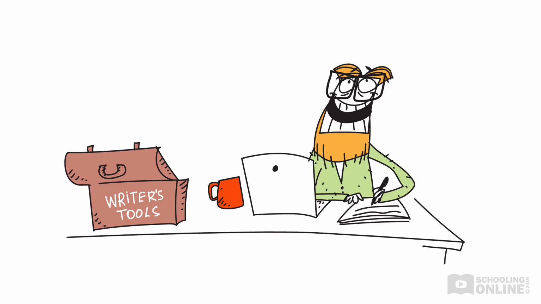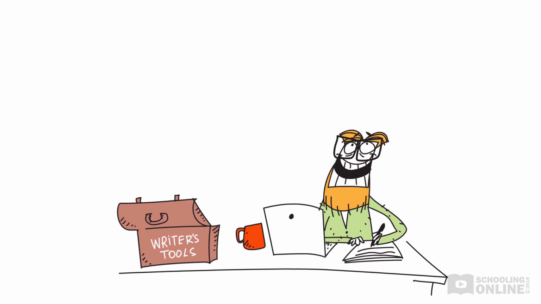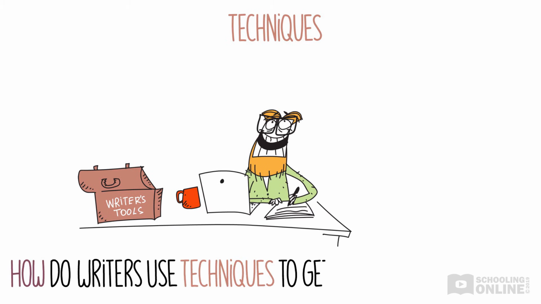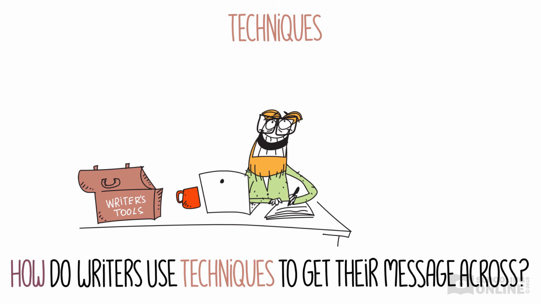Often, composers use a similar set of tools to show, and not just tell, us their message. These tools are called techniques. You'll be hearing a lot more of that word. So to really break it down, when we ask what a writer's message is and how they convey it, we are trying to work out how a writer uses certain techniques to get their message across.